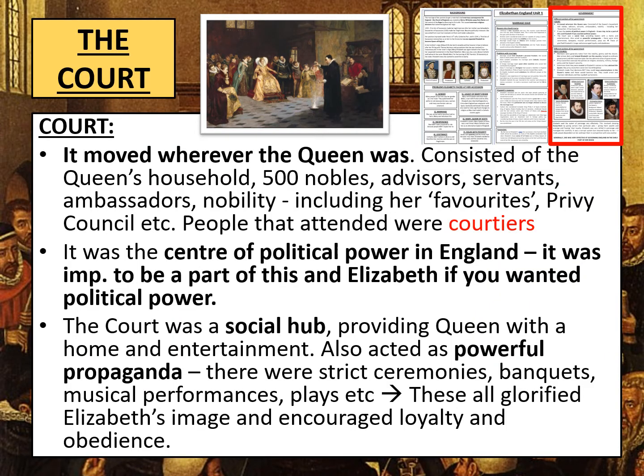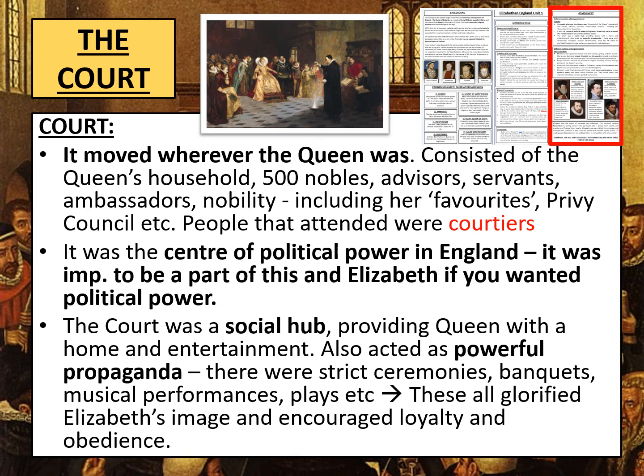The first area of Elizabeth's government that you need to know in depth is the court. Now, remember that the court is not government, they are two separate things. But if you wanted to have power in Elizabethan England, you needed to be near the Queen because she decided what role she was going to give to different people. So the court moved wherever the Queen was.